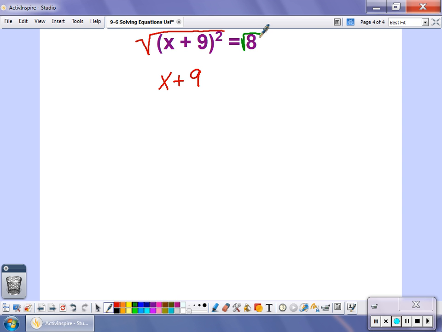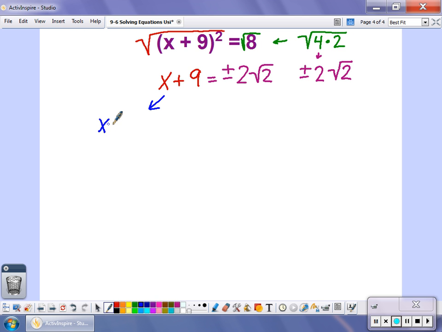Now the square root of 8 is not a perfect square, but I know that the square root of 8 can be broken down to be the square root of 4 times 2. And I know that 4 is a perfect square. So if I take the square root of 4, I'm going to get positive or negative 2 square roots of 2. So I can use that to help me. x plus 9 equals positive or negative 2 square roots of 2. Now we still have to finish this off and find our last two answers for x.